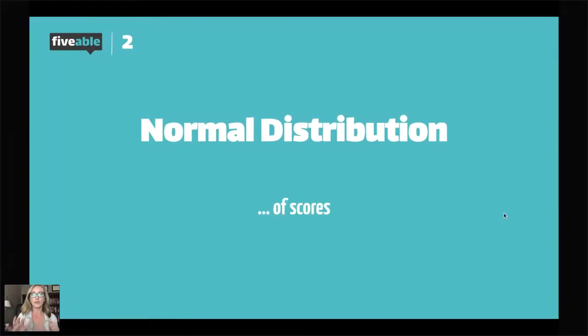All right, so normal distribution of scores. And those scores could be any scores, any data that they're going to give you on the test, right? Any list of numbers. And I want you to write this down. It's a normal distribution of scores or numbers of data and how many times they occur. Okay, so really, technically speaking, it's simply a frequency distribution.